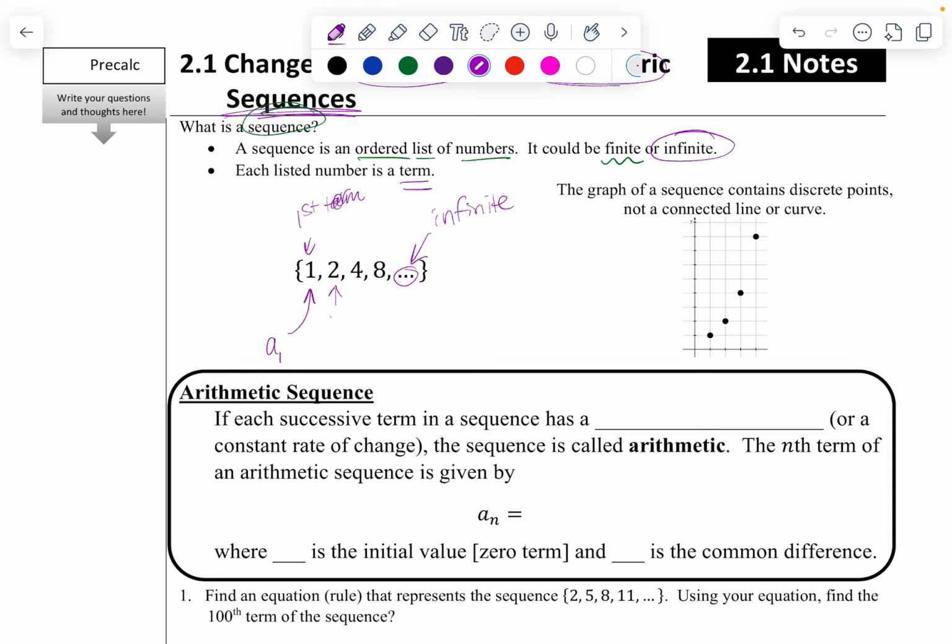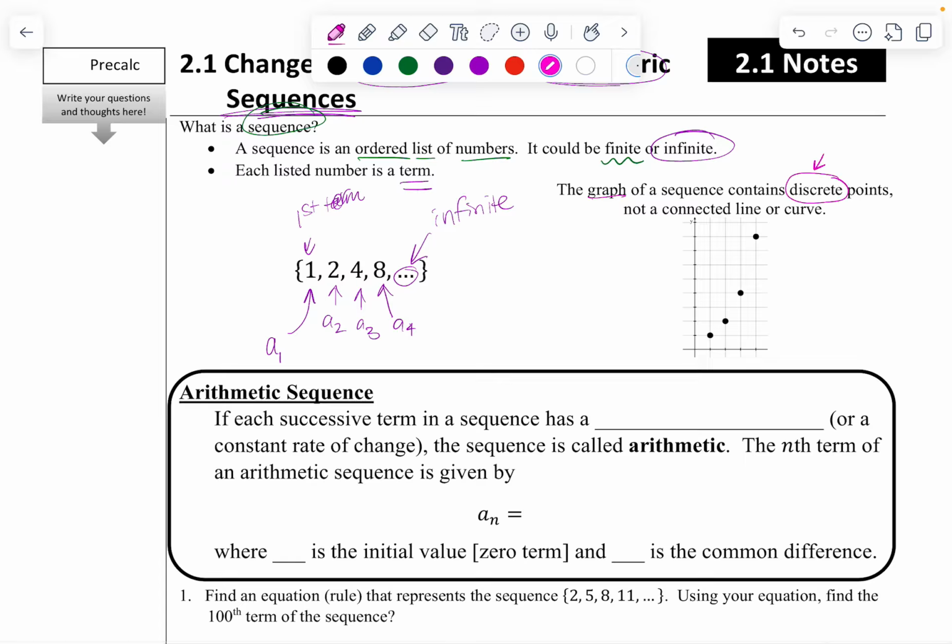Okay, this is our second term. This is our third term. This is our fourth term, and so on. We know it goes on because it's got that dot, dot, dot, which means it's going to be infinite. We can see this graphed over here. The graph of the sequence just contains discrete points.